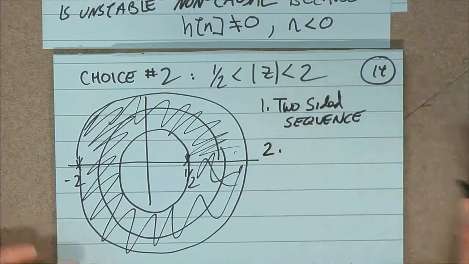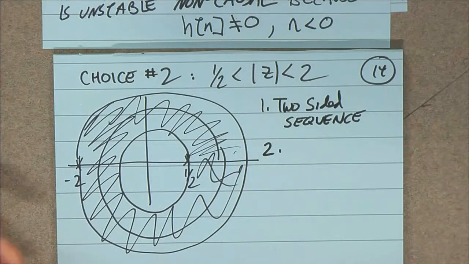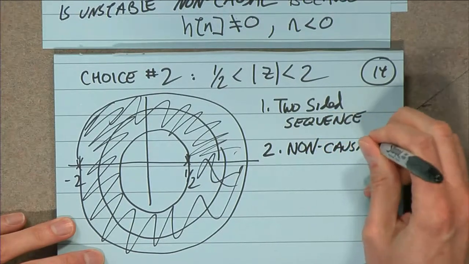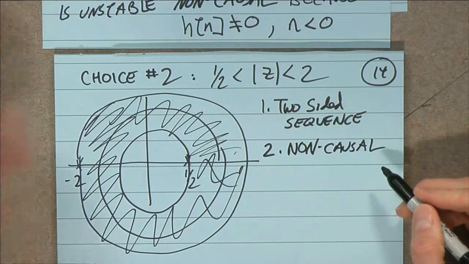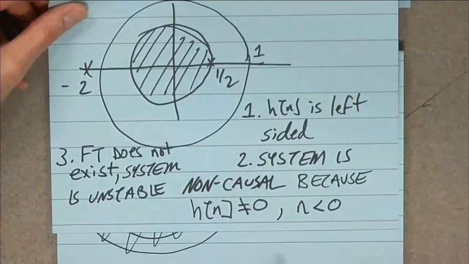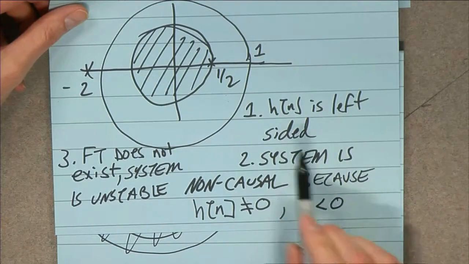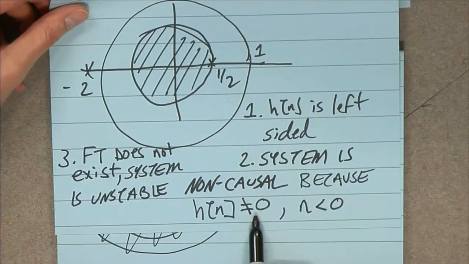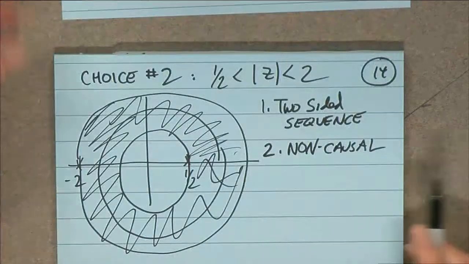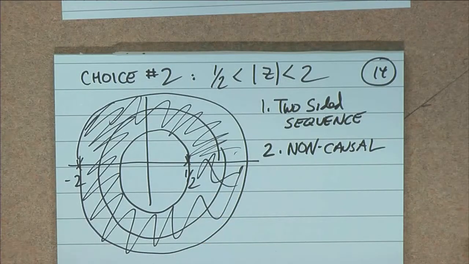That's pretty easy, but if it's two-sided, then it's obviously going to be non-causal because h of n has content for n less than 0. Non-causal. I'm just abbreviating the explanation here, but the explanation of why it's non-causal is exactly the same as on this page. This system was left-sided, h of n did not equal 0 for n less than 0, so it's non-causal. Same thing here, this is two-sided. It has content to the left of 0, so it's going to be non-causal.